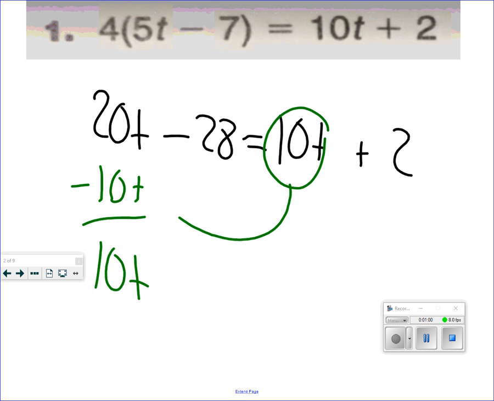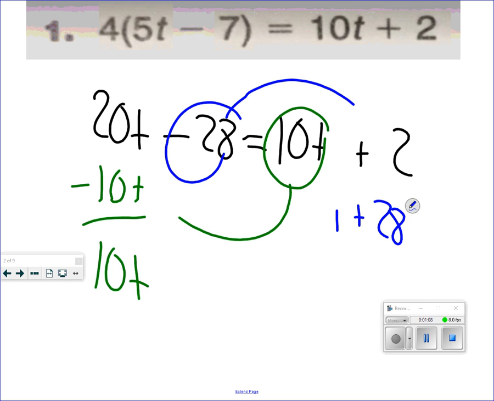Now I'm going to be bringing negative 28 to the other side. So I'm going to be adding 28 because I'm bringing a negative 28 over. So it becomes a positive 28. So this equals 30. So right now I have 10t equals 30. Well, how do I get rid of t?